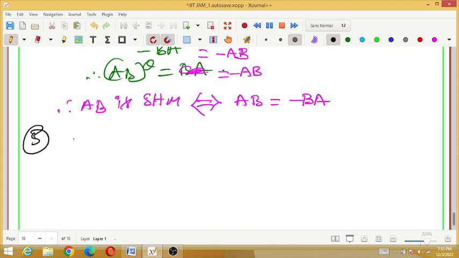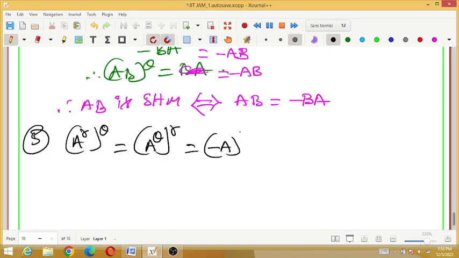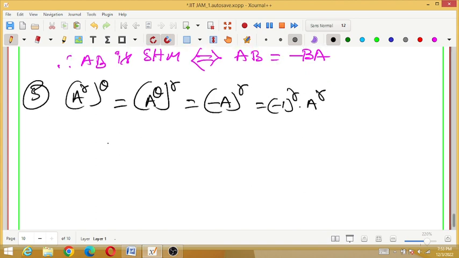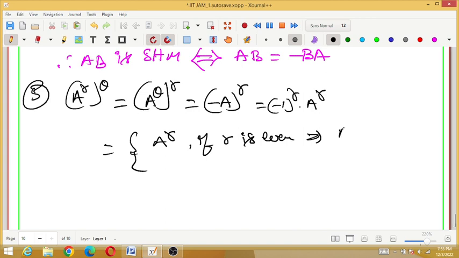Fifth property: (A^R)^θ is equal to, by interchanging this, (A^θ)^R. So A^θ is equal to minus A, that is power R, is nothing but (-1)^R into A^R. So this value becomes A^R if R is even. If R is even, this implies (A^R)^θ is equal to A^R, then A^R is HM.